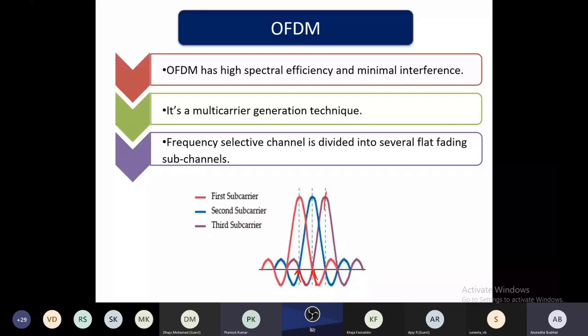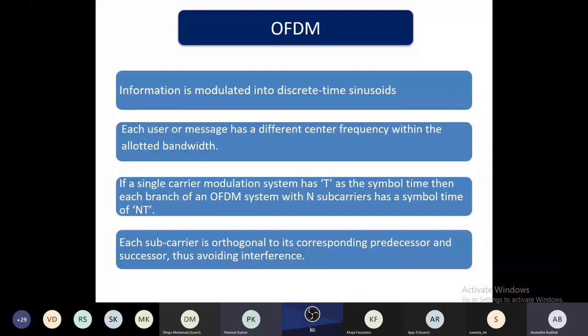So the information is modulated in discrete time. Each user has a different center frequency with the allotted bandwidth. So a particular bandwidth will be given, and a particular center frequency will be there. So if the carrier signal modulation system has T symbols, then it will take n subcarriers. So you can divide that T symbol into n parts, like you can divide the symbol into small chunks. So that's how OFDM is built.